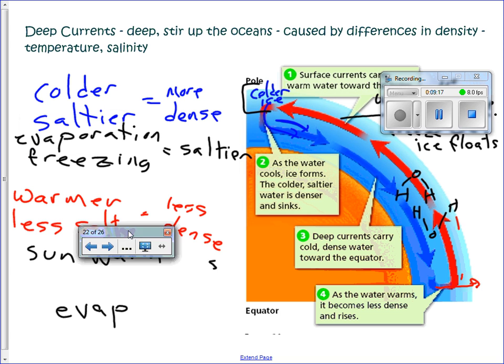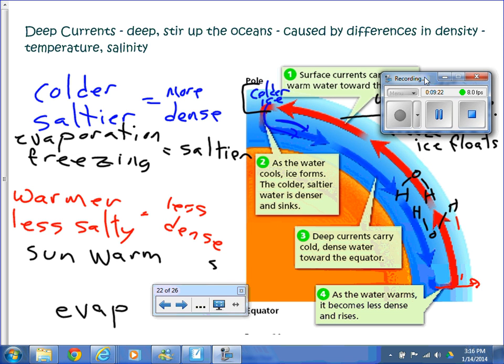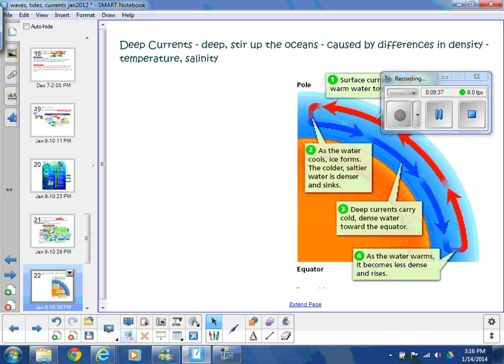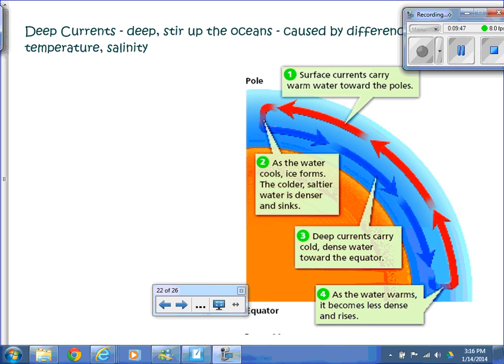Then, deep currents. Now, the deep currents are really interesting because the major thing that's affecting the deep currents is the density of the ocean water. Now, here's the fascinating thing that happens. Obviously, if the water is denser, it's going to sink, and if the water is less dense, it will rise, right? So what's changing the density of the water? Why wouldn't you just have cold, dense water that's salty down low and warm, less dense, less salty water up top?